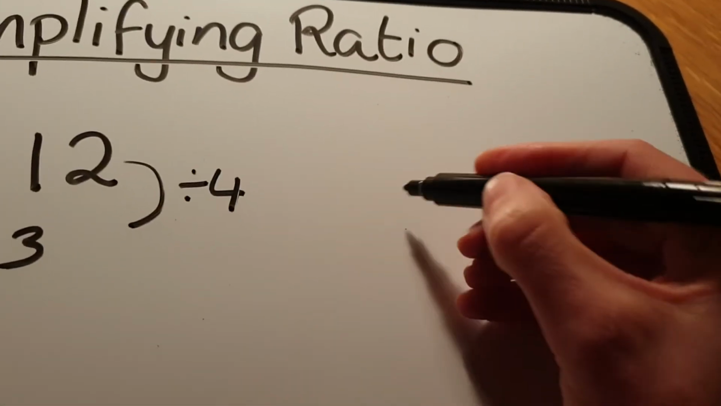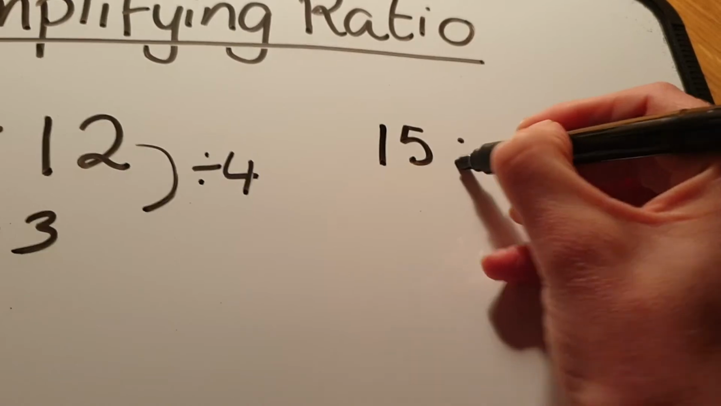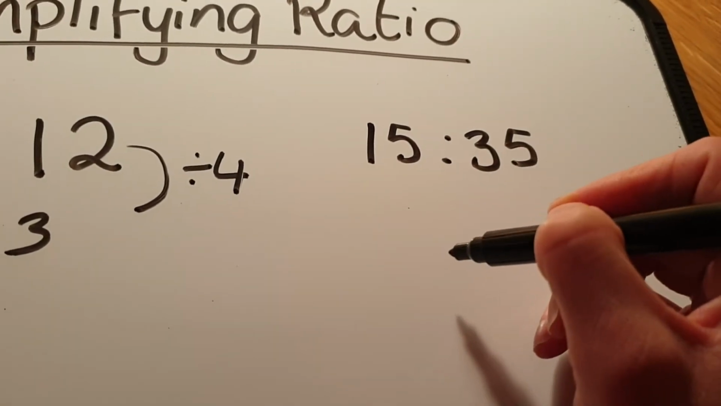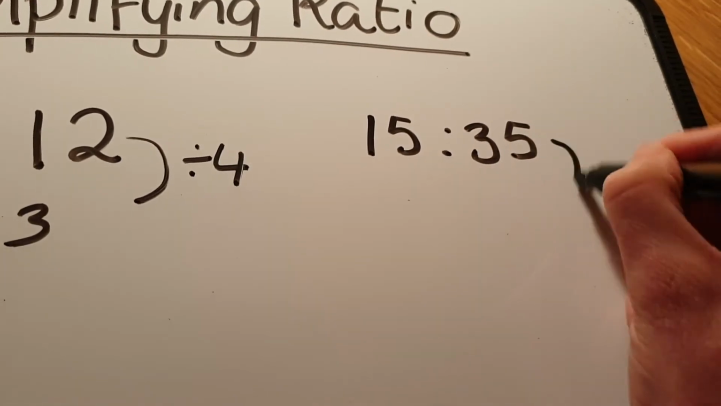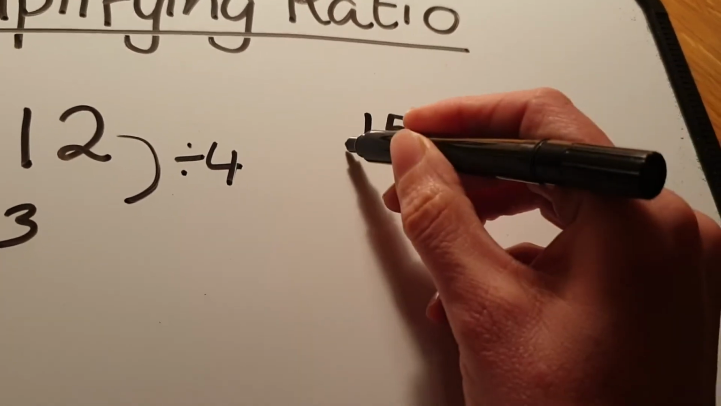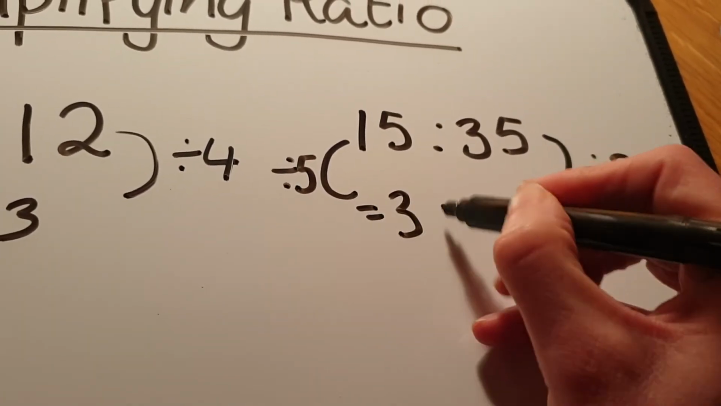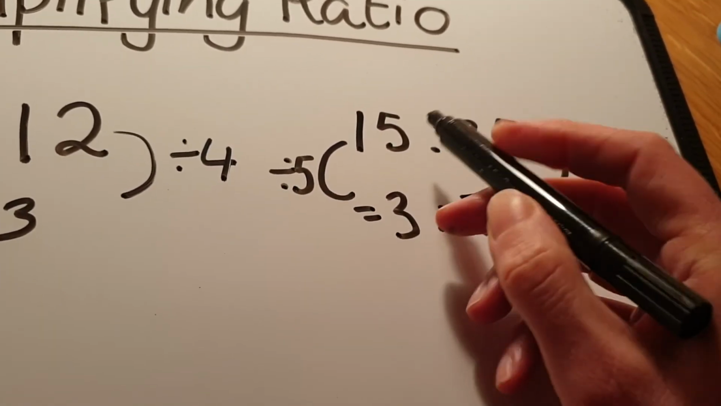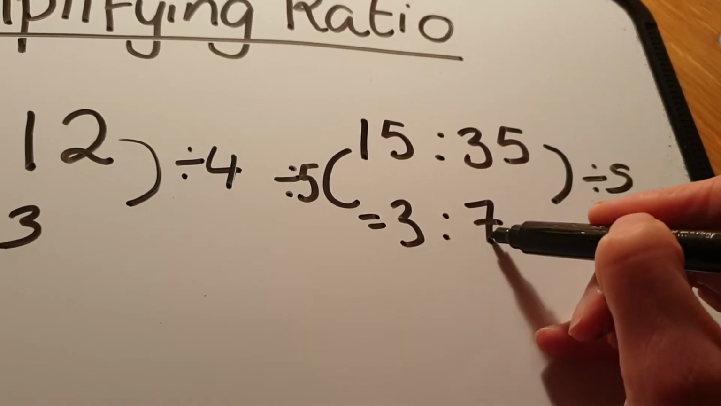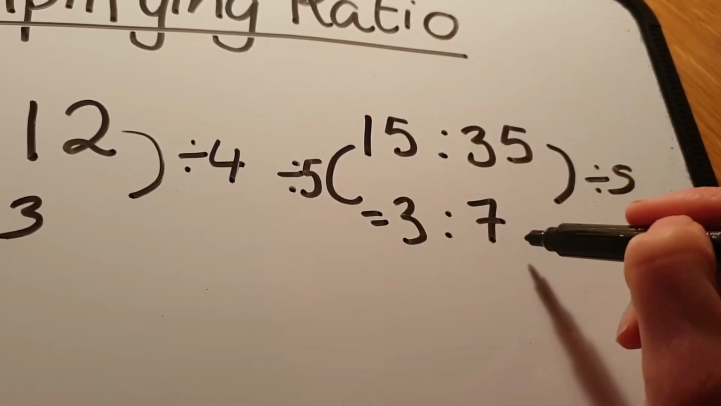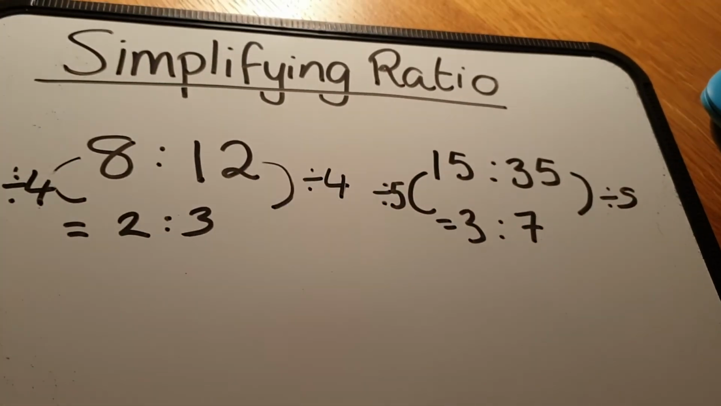Now let's do another one. What about 15 to 35? What's the highest common factor of 15 and 35? 5. So we'll divide both parts by 5. And we'll get 3 to 7. 15 divides by 5 to give us 3. 35 divides by 5 to give us 7. Can we divide anything else into 3 and 7? No. So we're done.